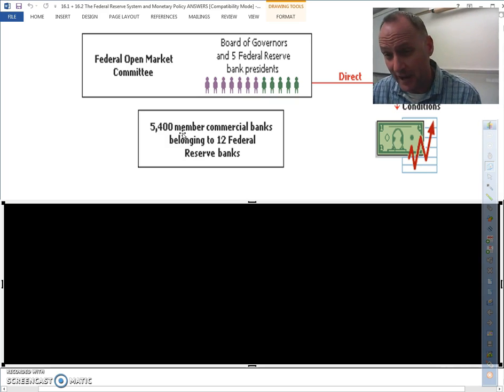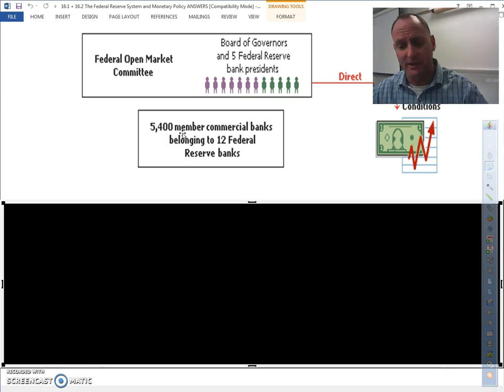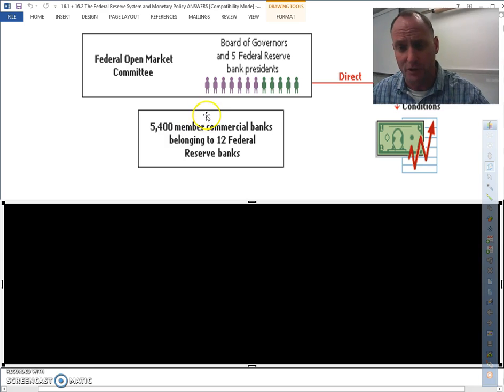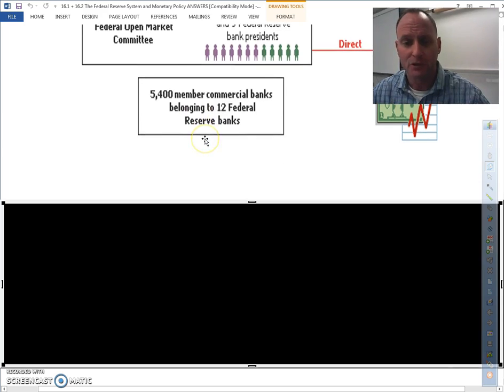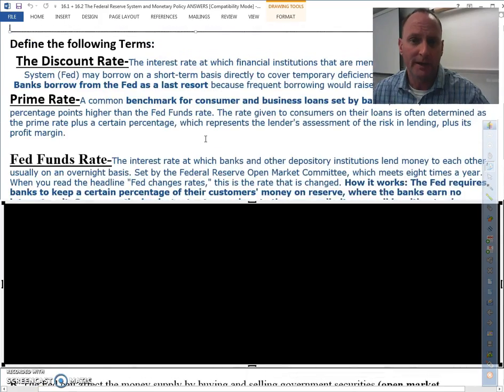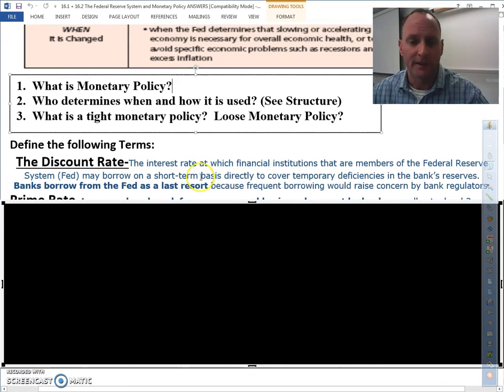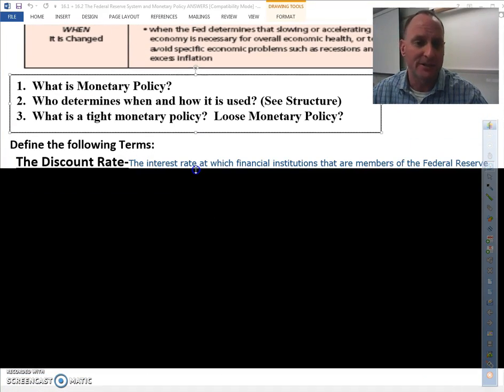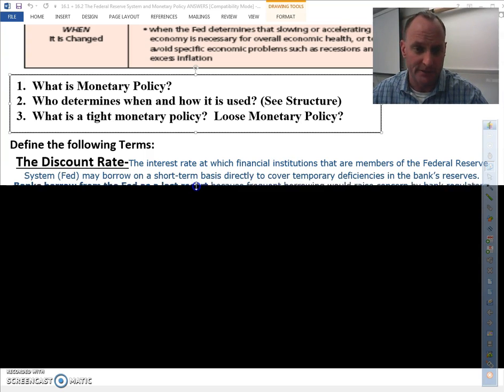Anyway, there are roughly about 5,400 commercial member banks. Those again are the national banks. Other banks that are state banks can choose to be a part also, but all national banks like PNC and Wells Fargo have to be part of the Federal Reserve. So let's go back to the front now. What I need to talk about now is what are some of the rates the Fed manipulates that influence the availability of credit or money in the system.